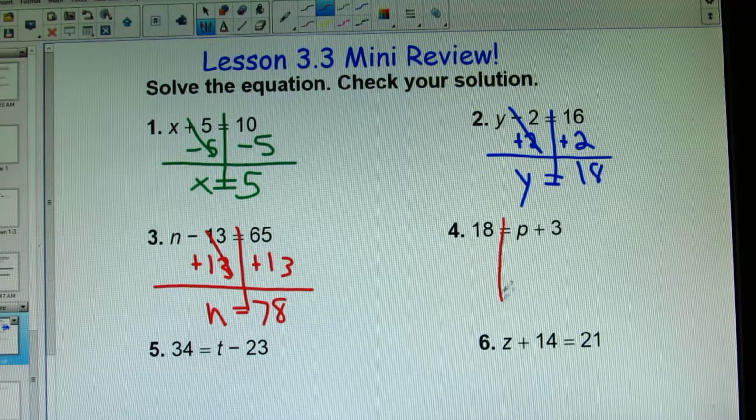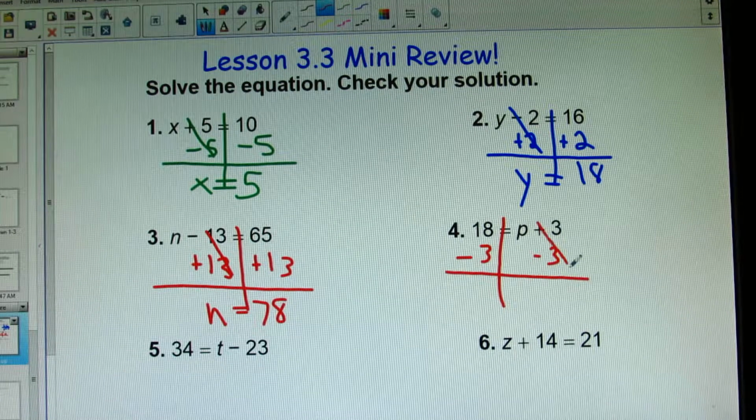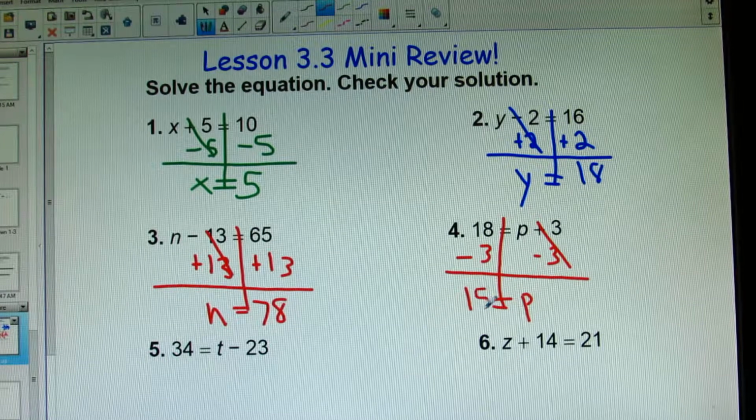Okay, variable is on this side, but that's okay. If you draw your line, you'll notice that the 3 is next to the variable that I need to get rid of. So instead of plus 3, I'm going to minus 3 on both sides. The 3's will cross out, and I'm left with P equals 15.